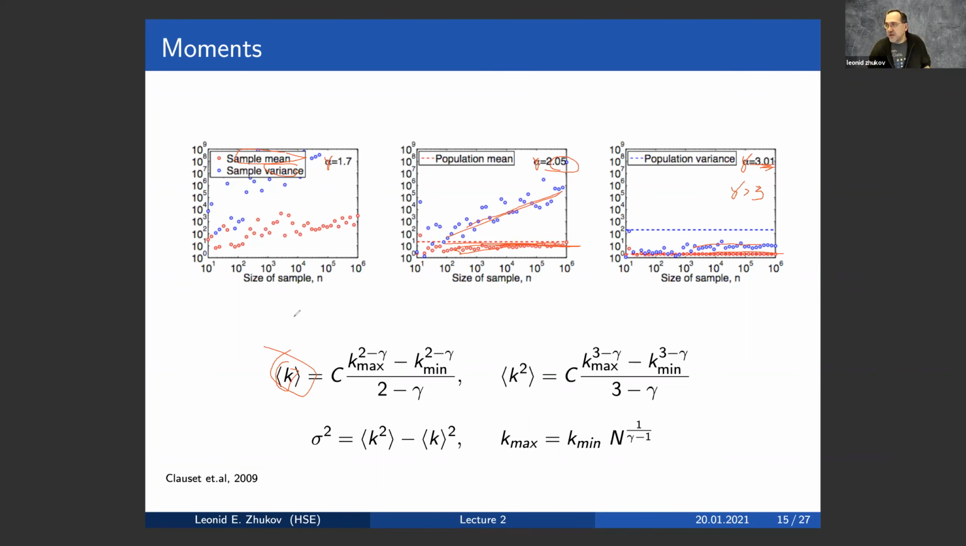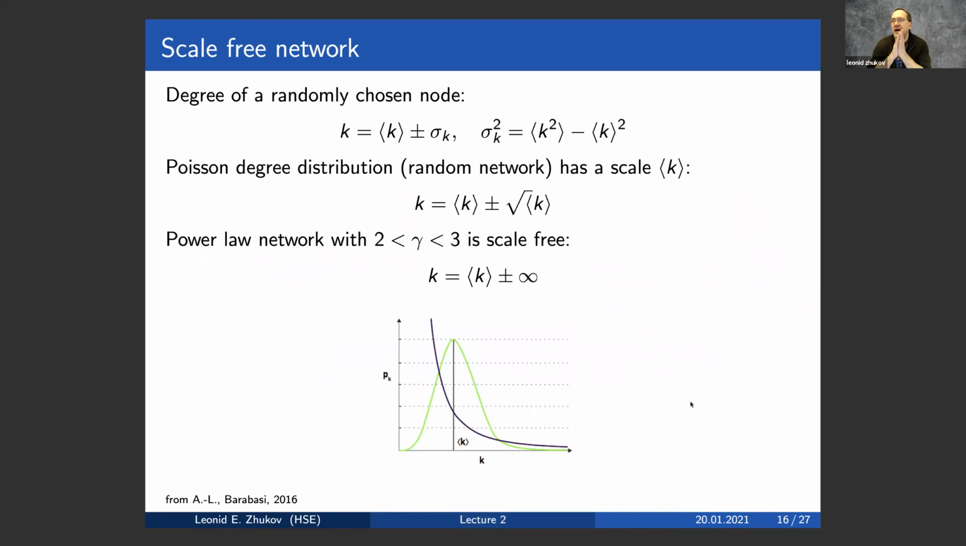Now, why is this important, right? What does this mean? And why do we care that this does not increase with the number of nodes and this increases? Well, the reason is the following. If we come back to this random network, and we look at the Poisson degree distribution, this is what it looks like.